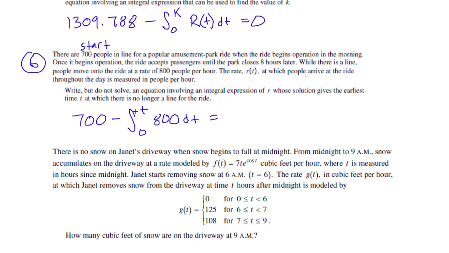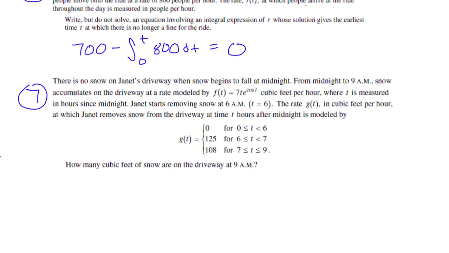So the earliest time t, I'm just going to say that's set equal to 0. As long as you know that this is the general way of finding the time t at which there is no line for a ride, then you're good. Let's move to number 7.